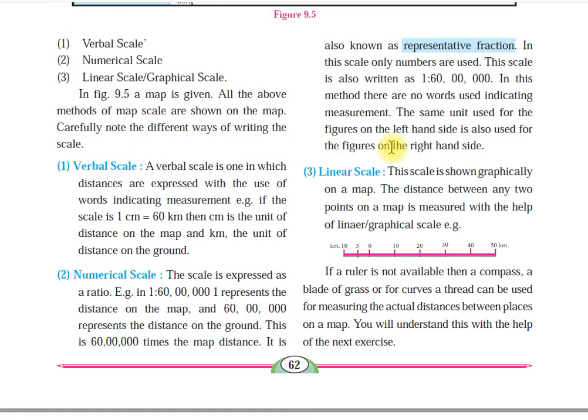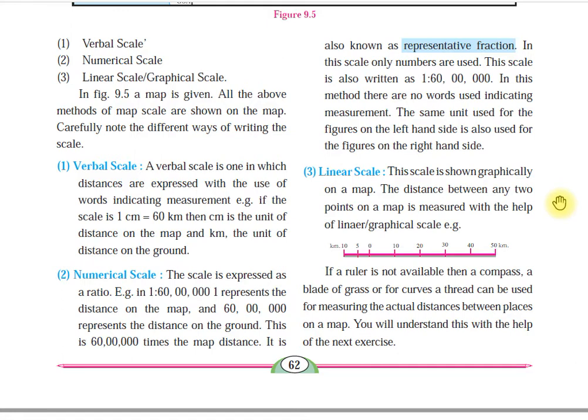Now number three, linear scale. This scale shows graphically on a map. So it is shown on the map. The distance between any 2 points on a map is measured with the help of a linear or graphical scale. Example, see they've given one example over there. If a ruler is not available, so if you don't have a ruler, then a compass, a blade of grass, or for curves, a thread can be used for measuring the actual distance between places on a map.